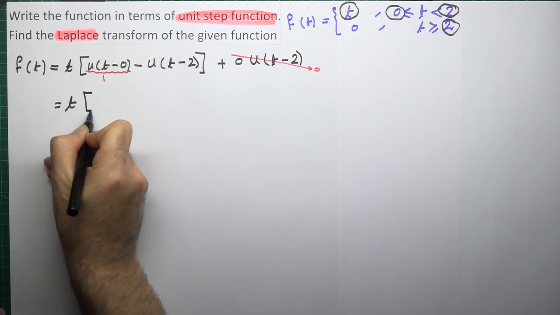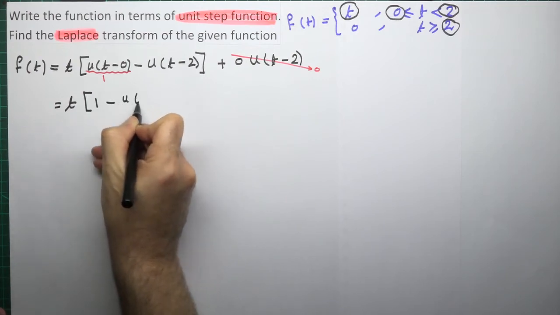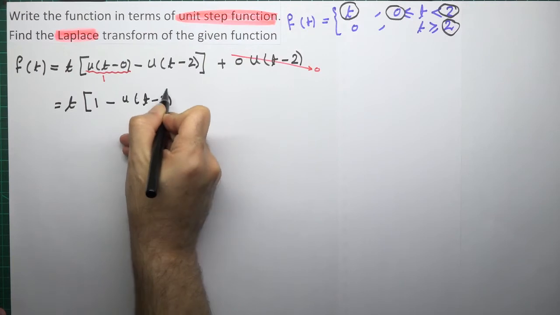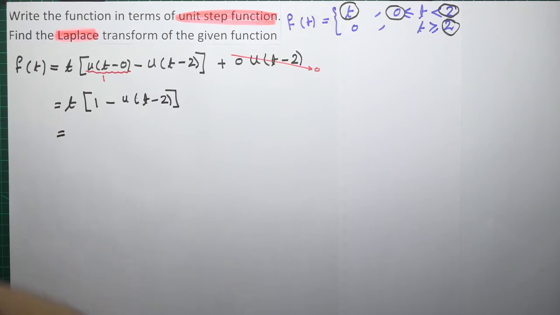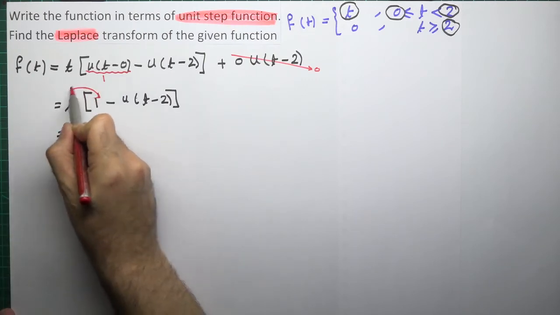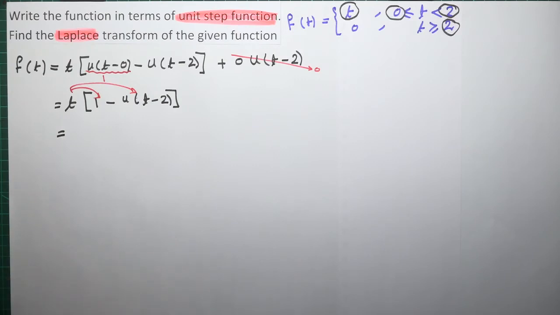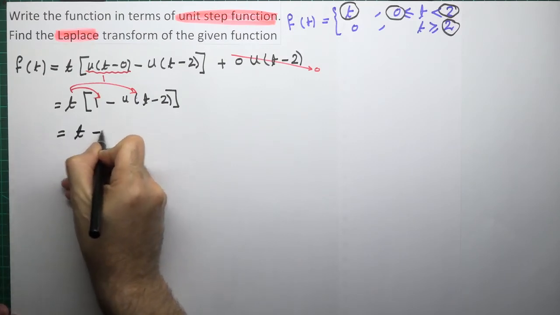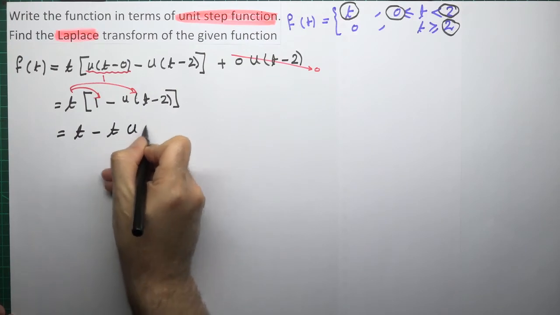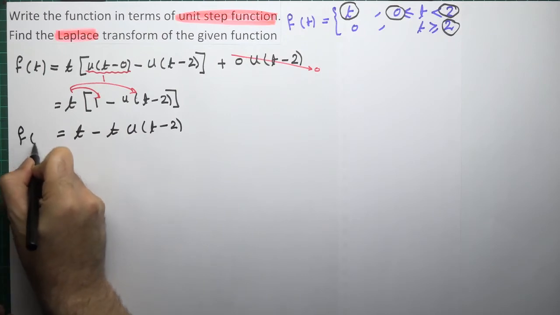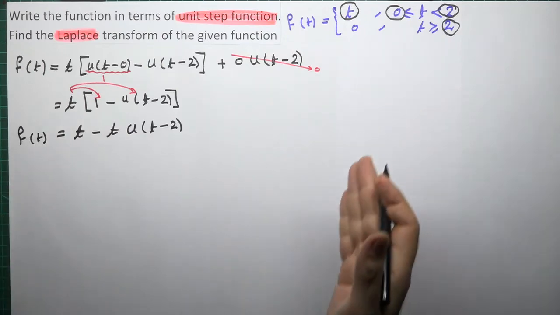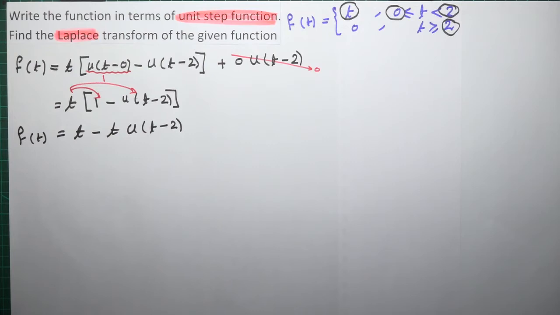t times 1 minus unit step function of t minus 2, and we can now distribute t to be multiplied by the first and second terms. So it will be t minus t times u of t minus 2. الآن تمكنا من تحويل هذا من piecewise function إلى compact form مستخدمين ما يسمى unit step function أو heaviside function.